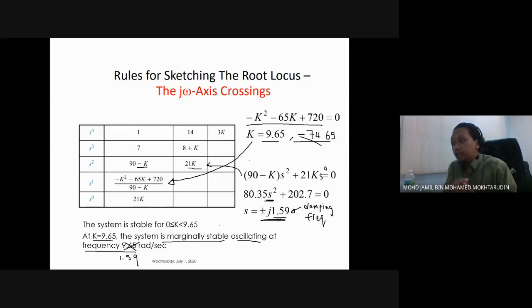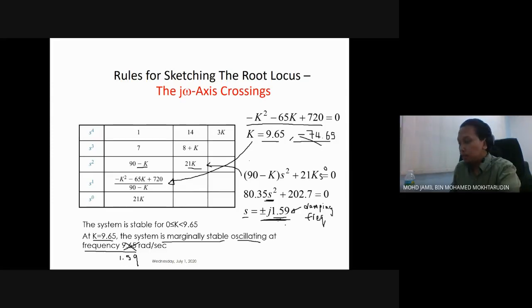To find the jω axis crossing, you need to use the Routh-Hurwitz table, find the row such that the row has all of the values as 0, and then use that K on the row above, and then find the value of the frequency. So the frequency here is the jω axis crossing.